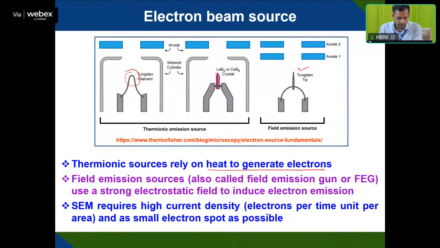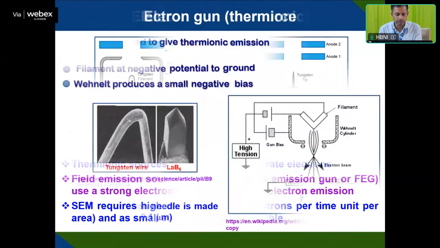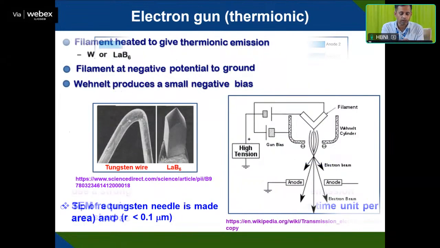So the SEM requires high current density, that is electrons per unit time per unit area, high current density, and a small electron spot is possible. That means your tip or filament should be such that it can generate more thermionic emission, and you require that high current to produce better electron emission.